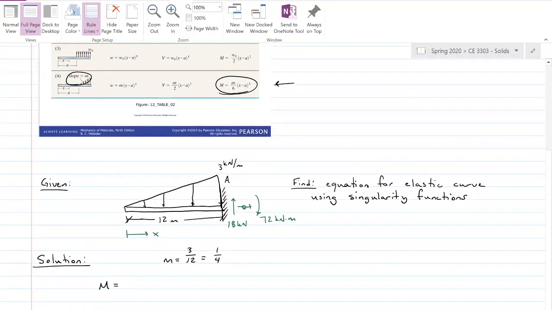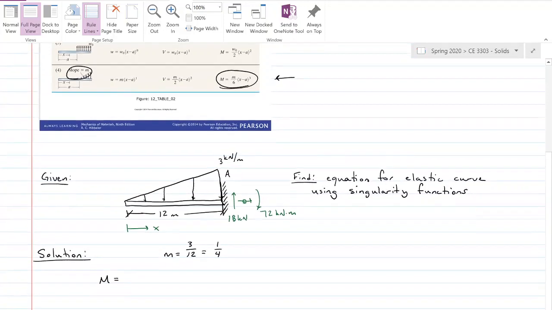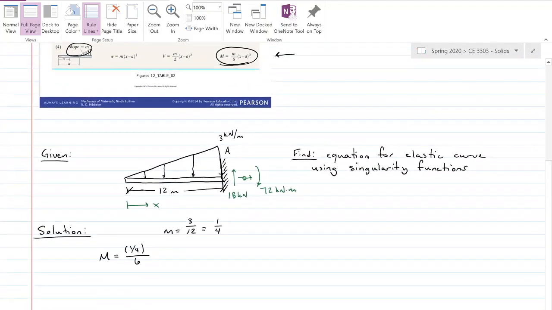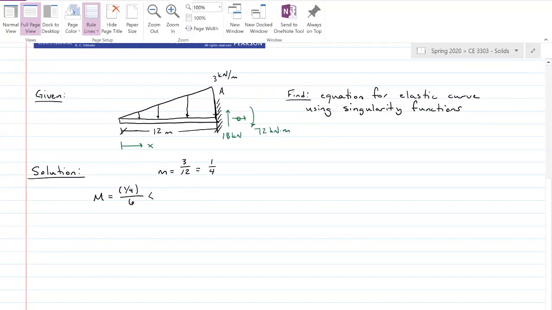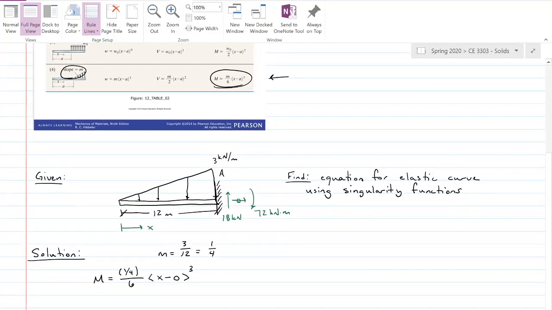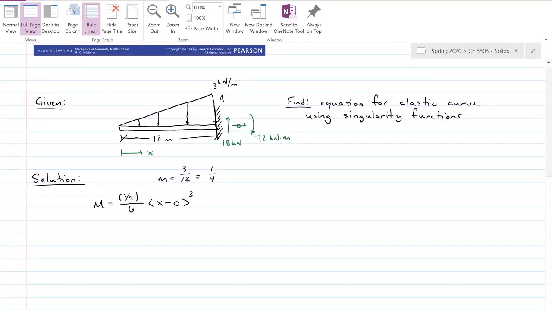So my moment equation for my distributed load is 1/4 divided by 6, pointy bracket, x minus a, where a is where the whole thing starts. So it starts at 0, cubed. See over here on this picture. You'll also notice, ladies and gentlemen, that they've got their distributed load drawn up and ours is acting down, so I need to put a negative sign there to show that ours is acting down.